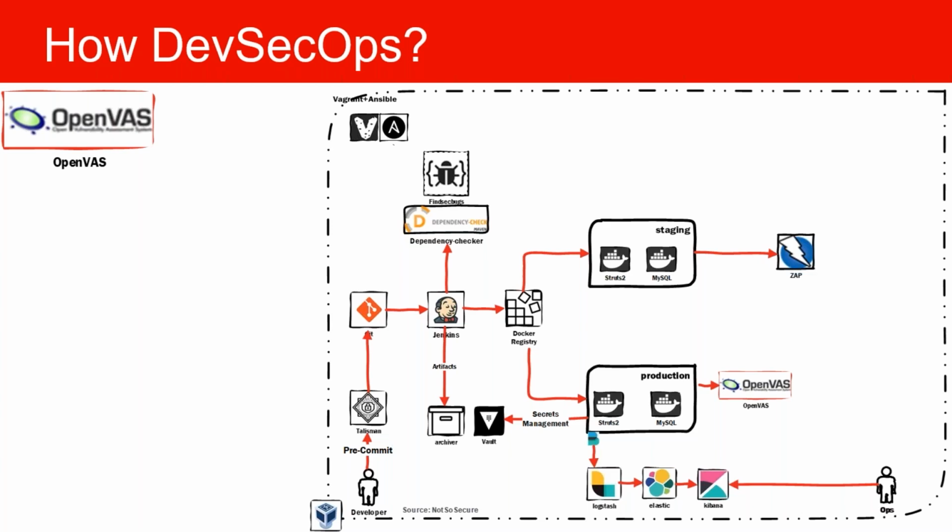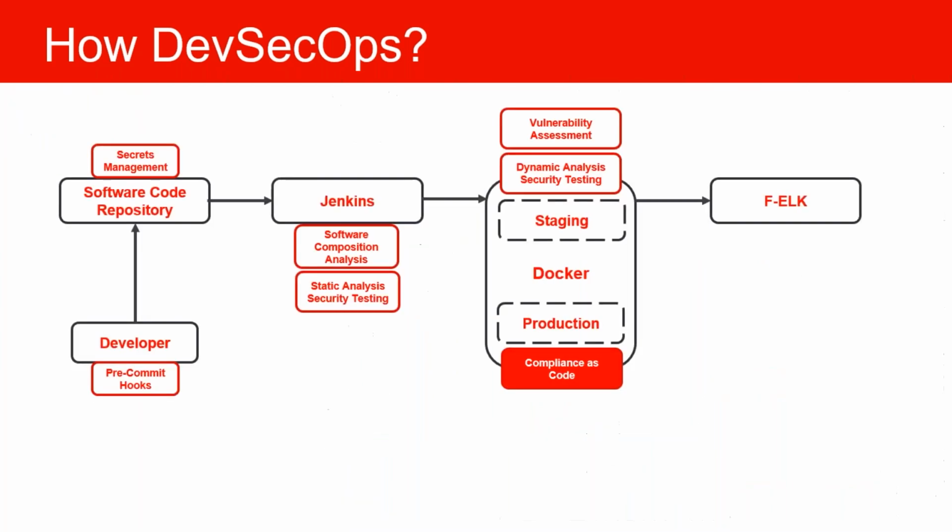OpenVAS has an excellent CLI interface using which you can just provide the domain name or the IP address of the particular machine that you want to be scanned, and it will go ahead and scan that machine and identify if there is any vulnerable service running. Now, all of these checks can be done before the application goes into production.